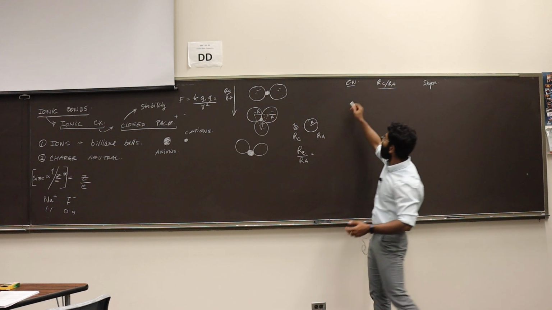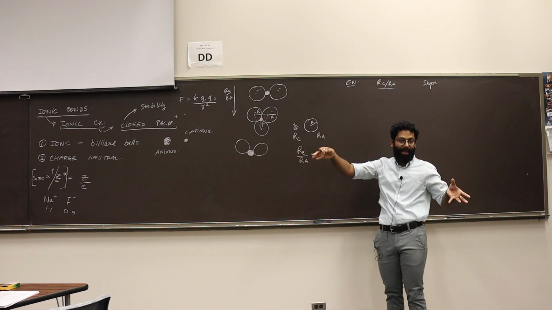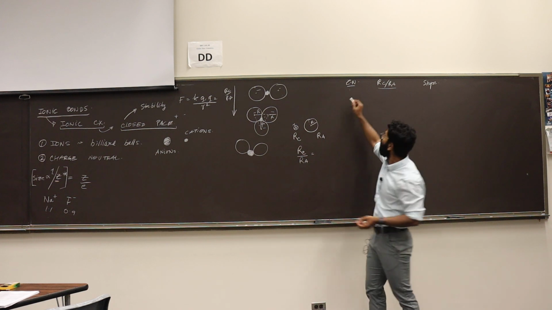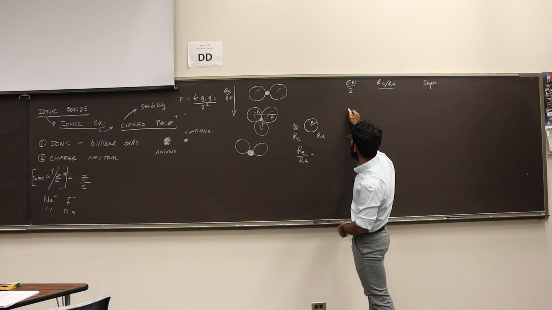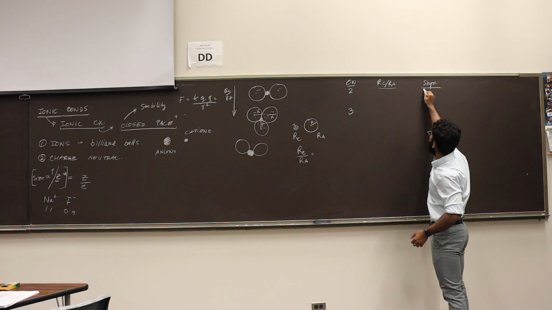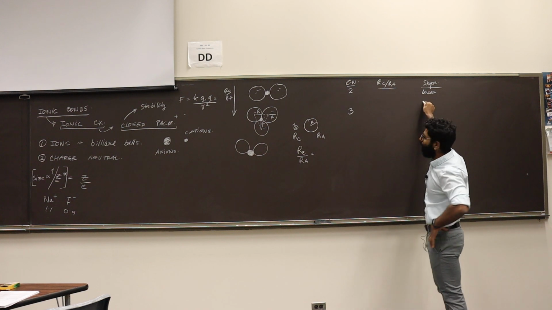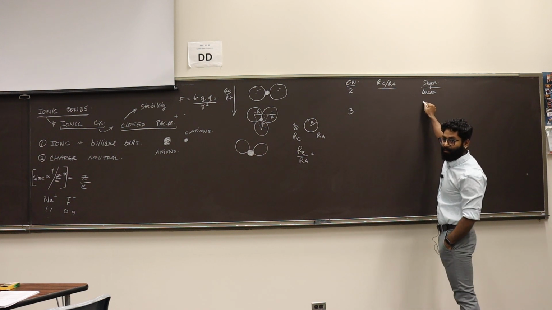Okay. So what is the coordination number? Coordination number is just the number of anions that need to surround it. So it's 2 in here. What about this? 3. The shape here is linear. The shape here is trigonal planar.